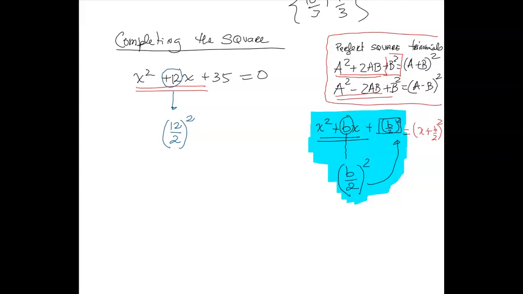Okay, now, next step. So we found what the b over 2 squared is, the third term. Now let's go to the next line, because we're going to have to use the third term. The 35 is still there. So we have x squared plus 12x plus the third term, right, plus 35 equal to 0. But let's not forget, we added a third term, right, to this equation. This is what we're solving for. We're solving for this, right?